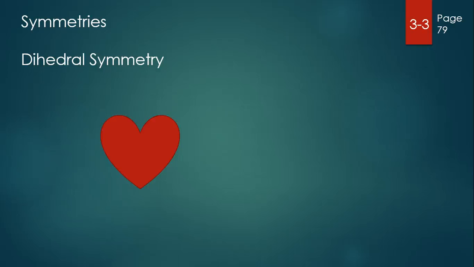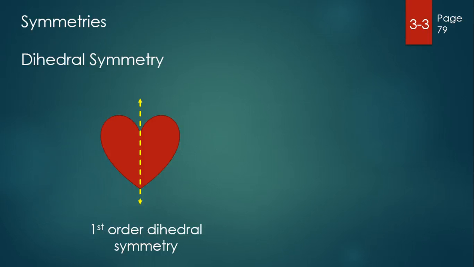So could we fold this heart along a line so that we have two sides, dihedral, two sides of the heart matching? And in this case, we do have a line of symmetry that we could fold the heart on, and the two sides would match. So we have one line of symmetry, and in this case we would say that this heart has first order dihedral symmetry because it has one line of symmetry.